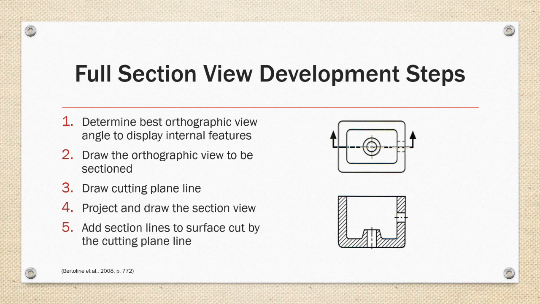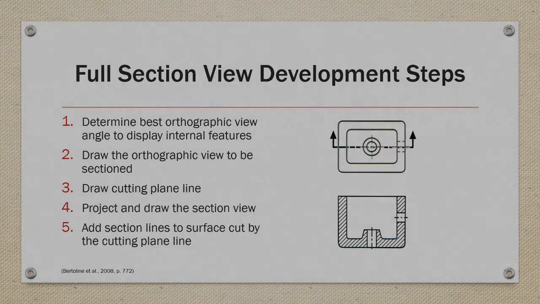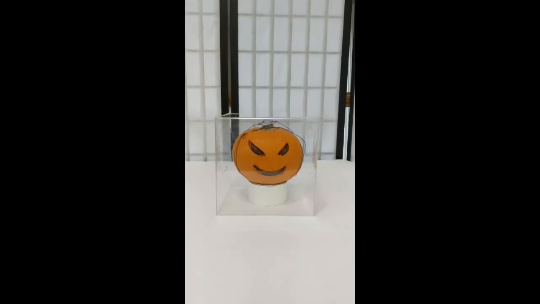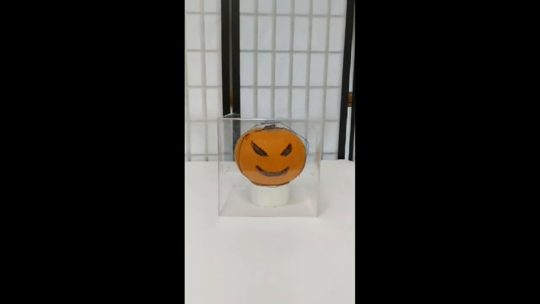Now let's go to a real-world example of a full section view by returning to our pumpkin example. For our example, since Halloween's coming up, we're going to use a pumpkin. And we put this pumpkin in an acrylic box so we can draw each view.